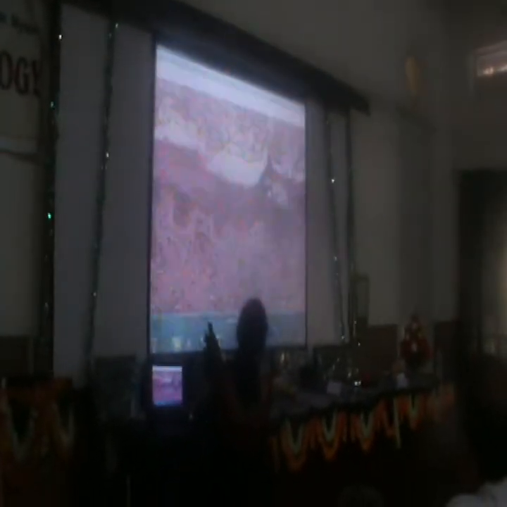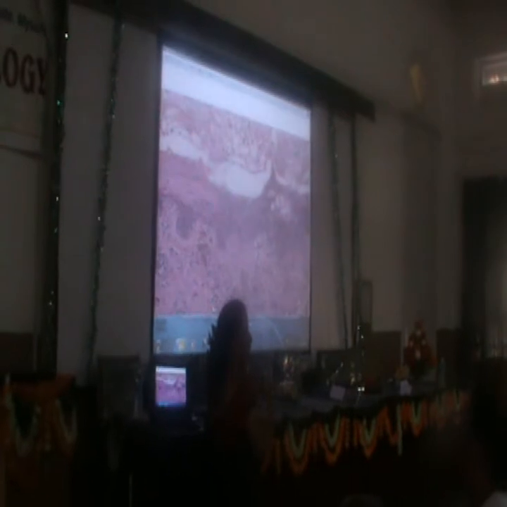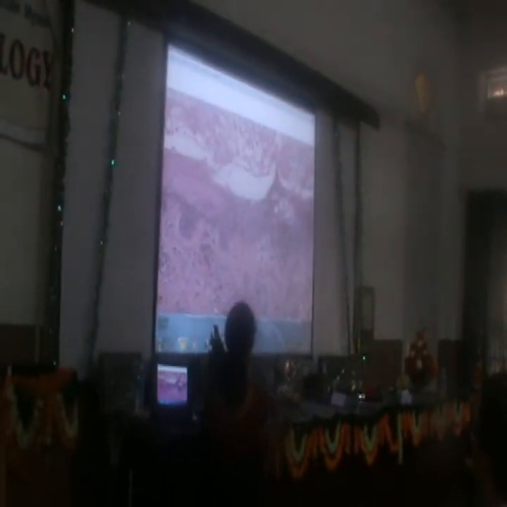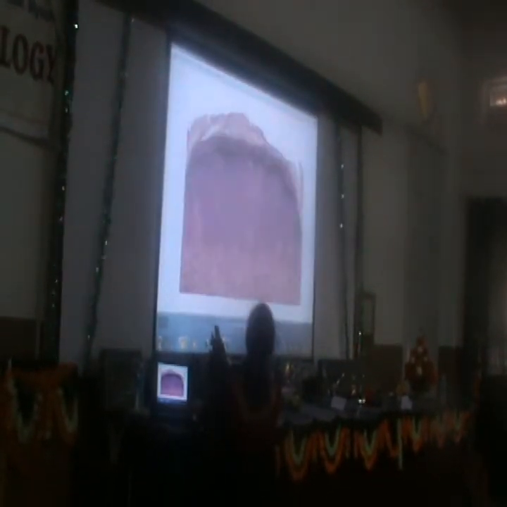Cells, how they are swollen. So this is ballooning degeneration, classical of viral infection, especially herpes simplex. So look at intracellular edema. So this is extensive reticular, what I told you, intracellular edema.